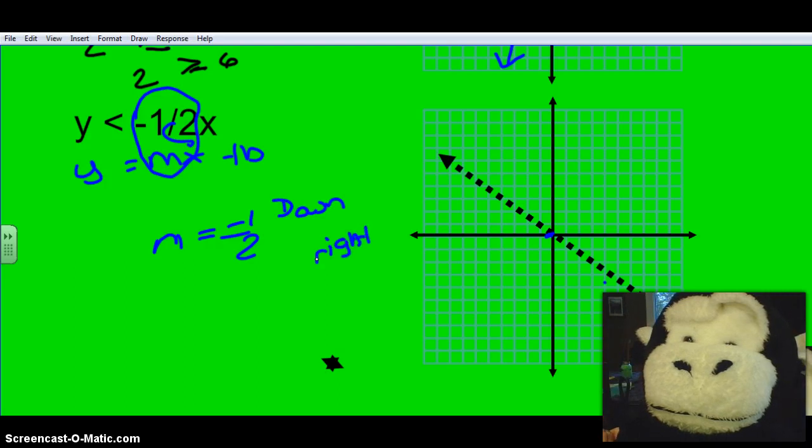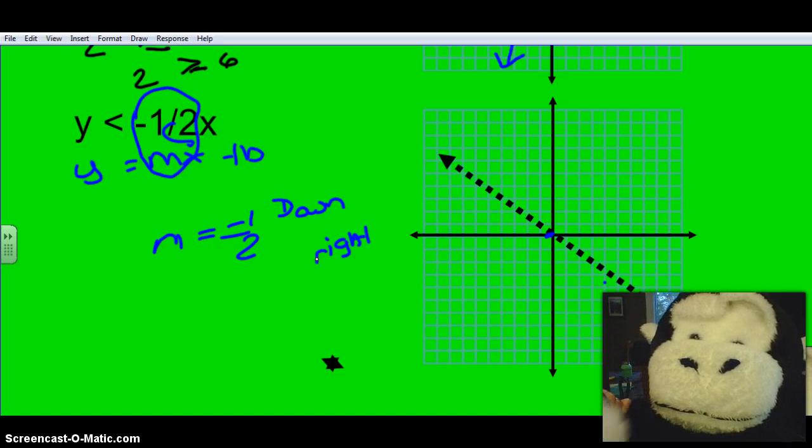I'm teaching a monkey. Yes, the monkey is teaching them. See, he's in the window right here. Monkey's teaching them. He's teaching them about slope.